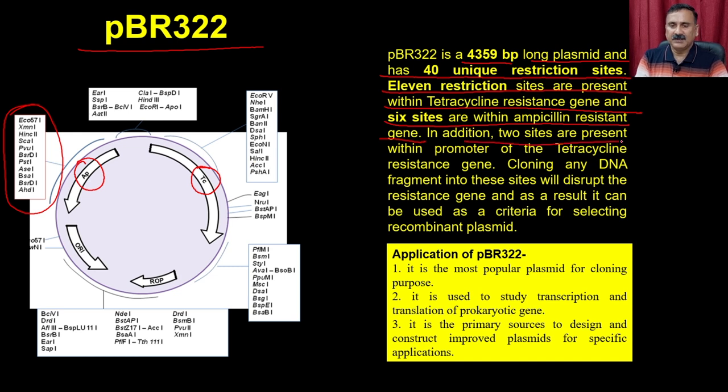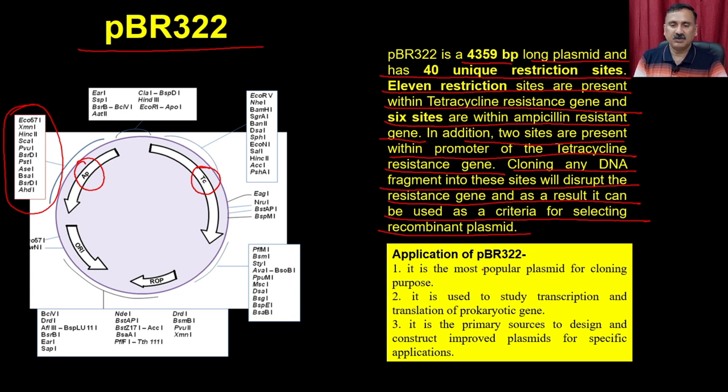In addition, two sites are present within the promoter of the tetracycline resistance gene. Cloning of any DNA fragment into this site will disrupt the resistance gene, and as a result, it can be used as a criterion for selecting the recombinant plasmids.